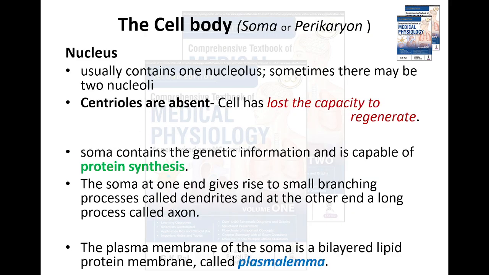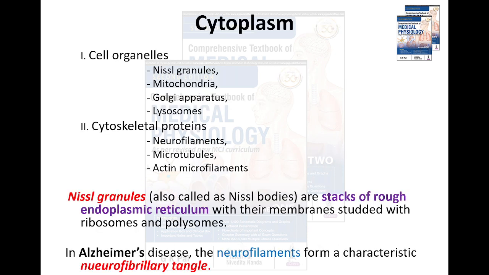Coming to the cell body, we can call it the perikaryon. Karyon means nucleus. The soma usually contains one nucleus and nucleolus, sometimes there may be two nuclei. The cell has lost the capacity to regenerate. The soma contains the genetic information capable of protein synthesis. The plasma membrane of the soma is a bilayered lipid-protein membrane called the plasmalemma.